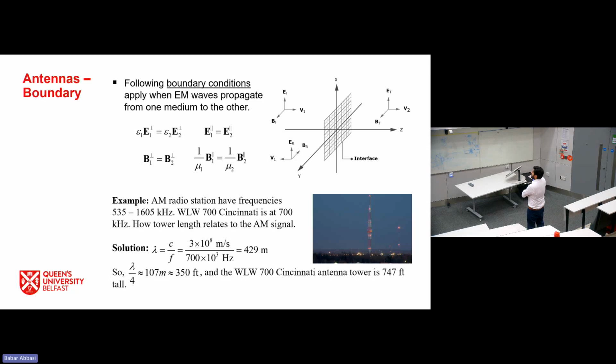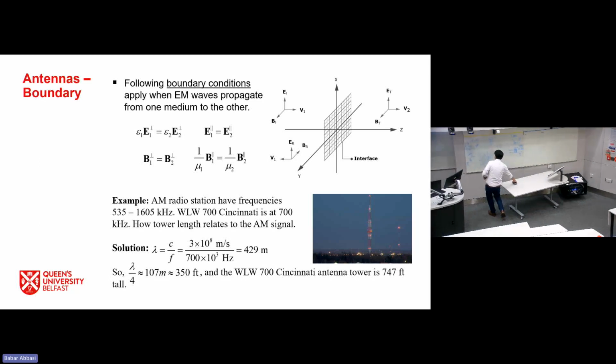So equation 1 is telling us something. Imagine we have an electric field vector propagating or going through a boundary, a simple electromagnetic vector going through a boundary.